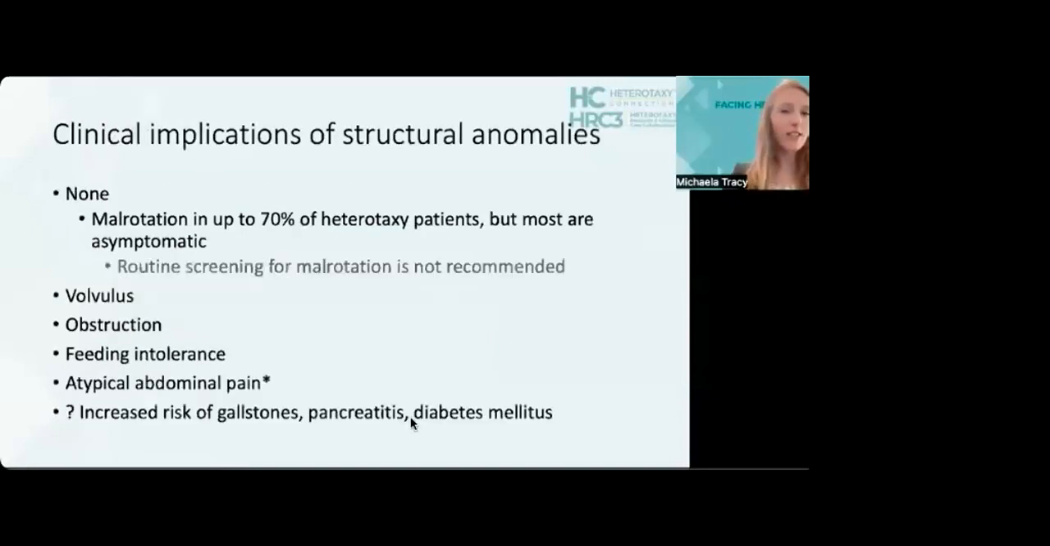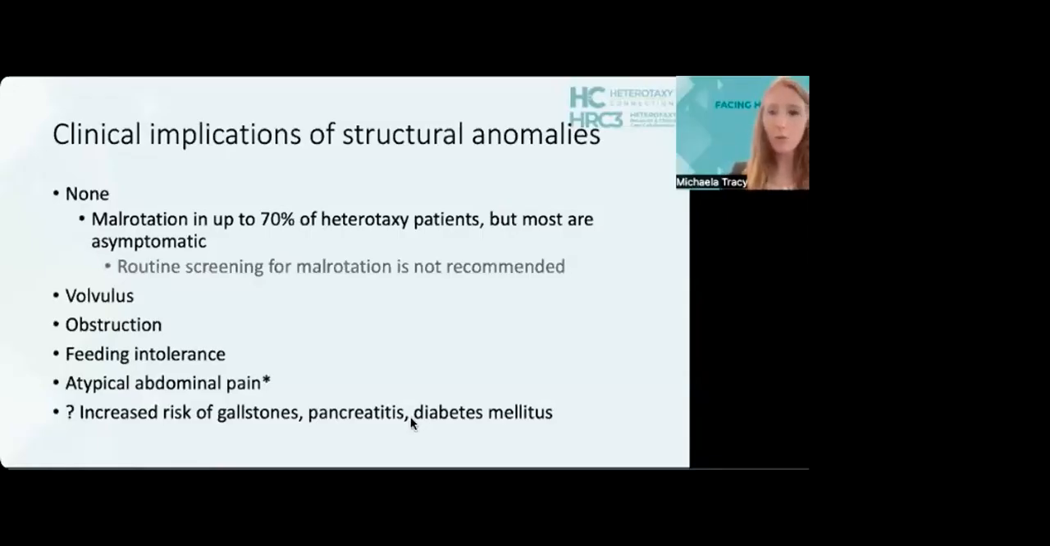And so to round out this area, the clinical implications of the structural anomalies we've talked about, including the pancreas problems, duodenum problems, and intestinal anomaly problems, is that there actually may be none, right? We think up to 70 or even 90% of heterotaxy patients have malrotation and are asymptomatic. Volvulus, of course, as we talked about, is a known clinical complication. Obstruction, which we can see in malrotation, we can also see in things like duodenal atresia and annular pancreas. Feeding intolerance is common and could be a result of many of the anatomic anomalies.